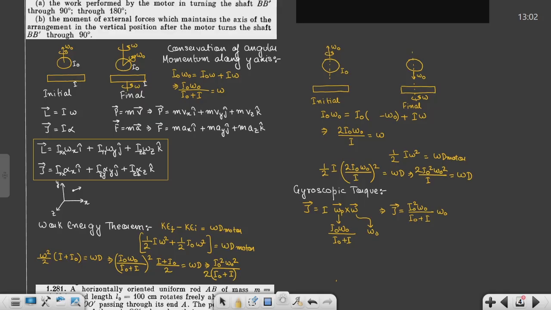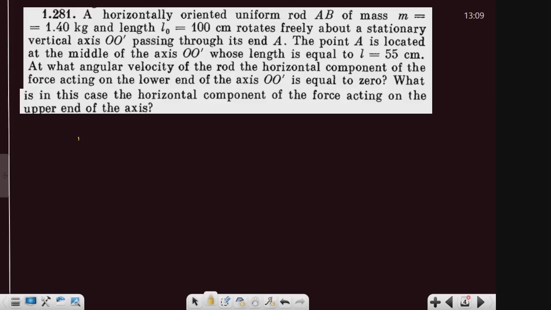Understood? Okay. Now in this question, there is a rod out here, O dash. And assume this rod to be an axis. There is another rod out here, of mass m and length l. This mass is m, this length is l. Okay, and this rod is rotating with angular velocity omega.